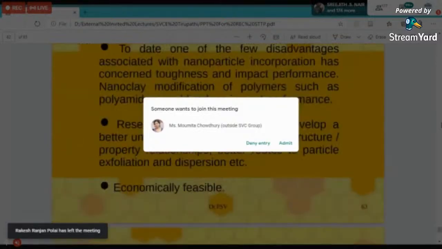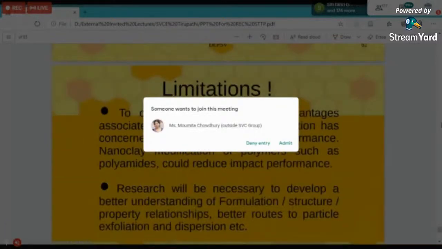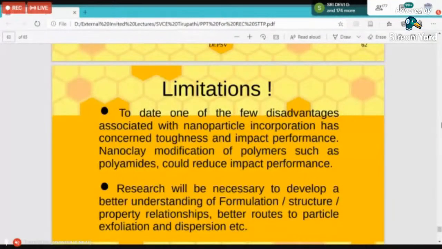Now, limitations of the nanocomposite. What are the limitations? Everything has merits and demerits. If merits are more, demerits are also there. We have to know what the demerit is. The demerit is that nanoparticles reduce some of the functional characteristics. When you increase the composition of the nanoparticle, it will reduce the property. So you should know how much is to be infused. That is very much essential.